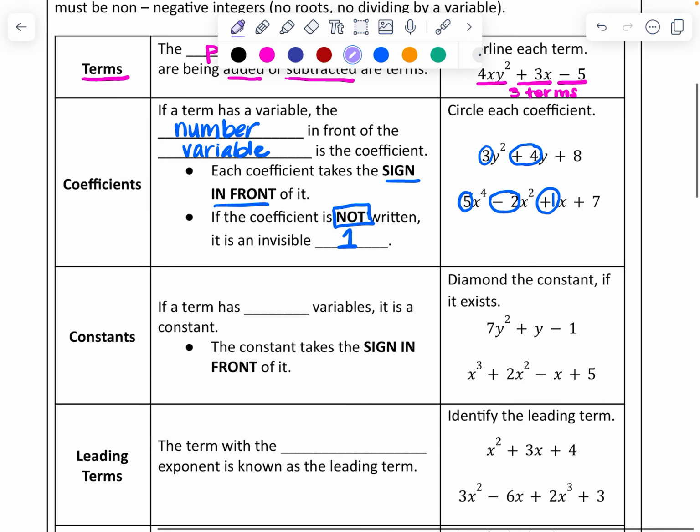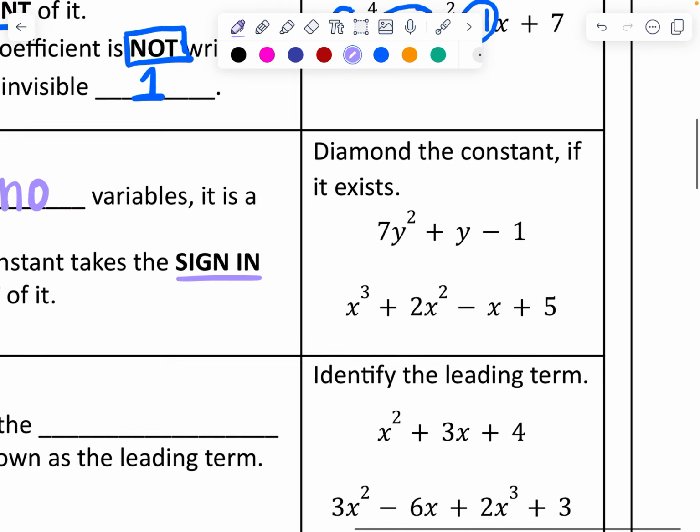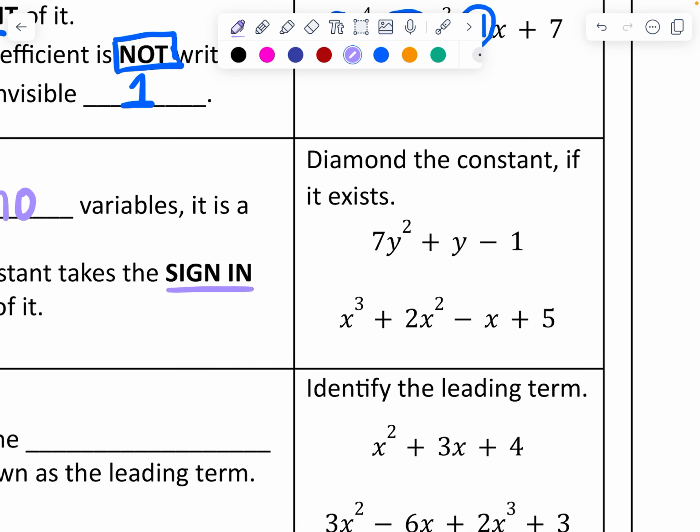If a term has no variables, it is a constant. The constant takes the sign in front of it. So we're going to put a diamond around the constant in the polynomial. We're not looking at numbers that have letters with them. In the first polynomial, negative 1 is the constant. In the second polynomial, positive 5 is the constant.